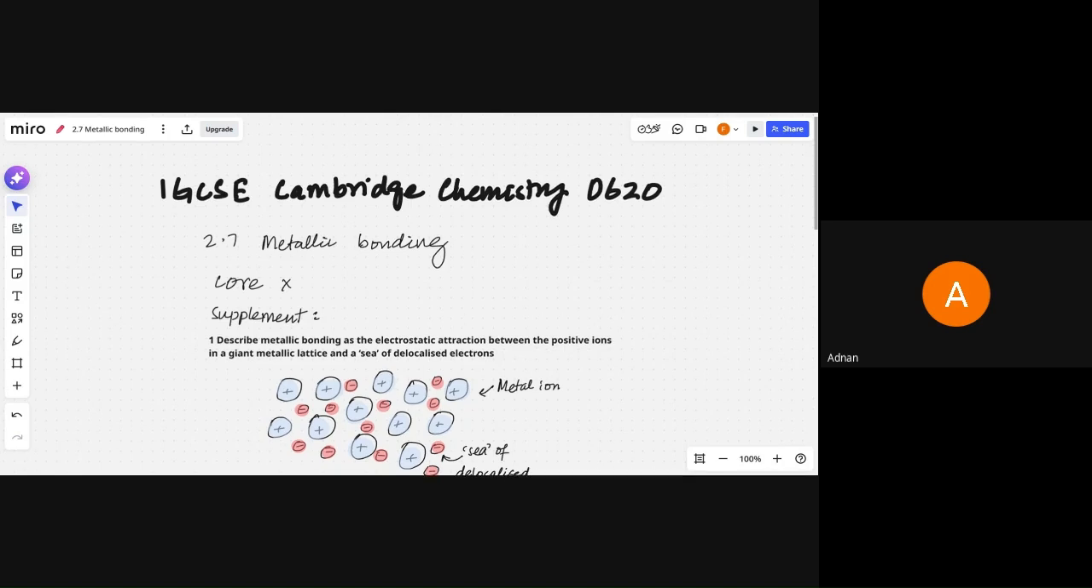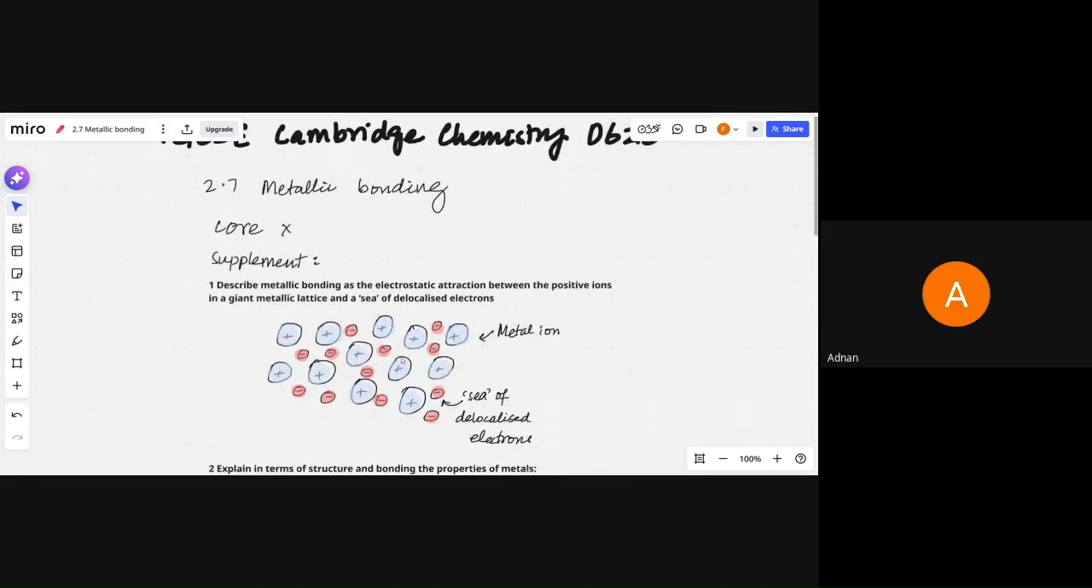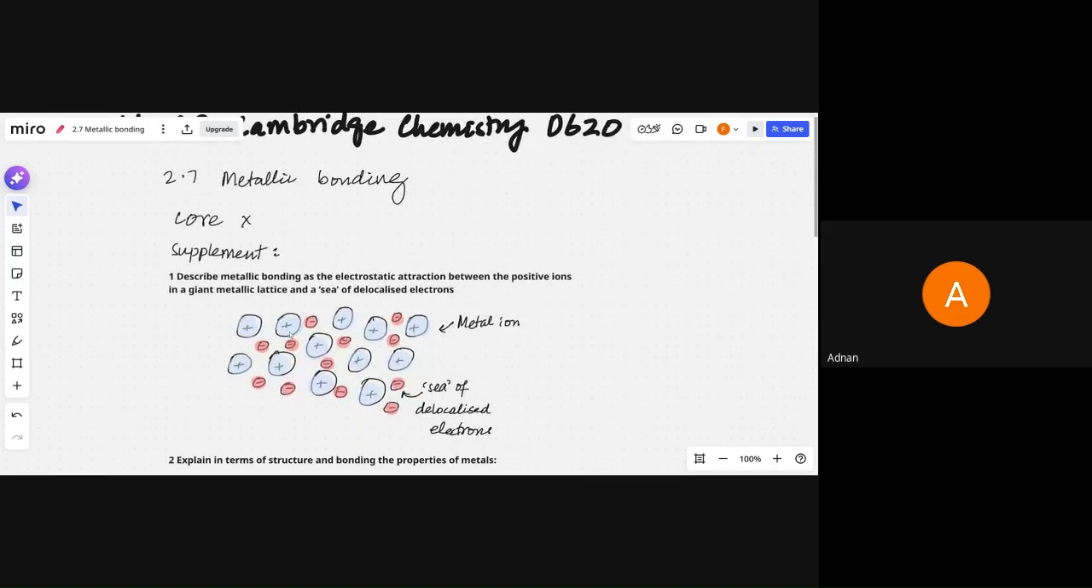This topic has two subtopics. The first one is to describe metallic bonding as the electrostatic attraction between the positive ions in a giant metallic lattice and a sea of delocalized electrons. So in this lesson, we will be focusing on what metallic bonding is.